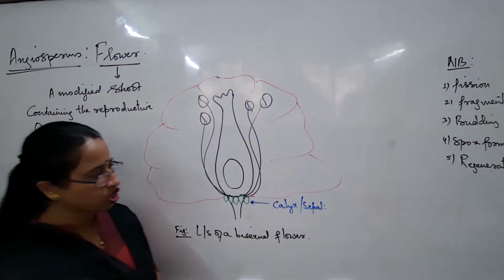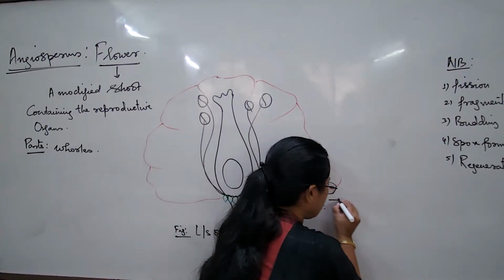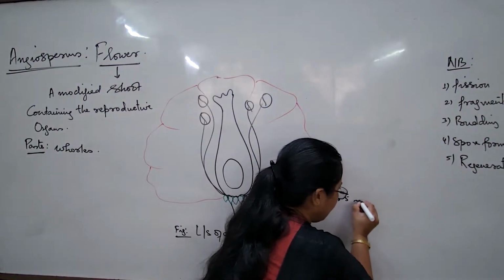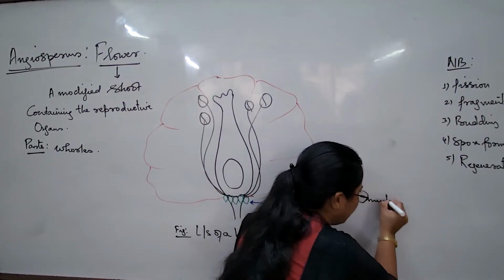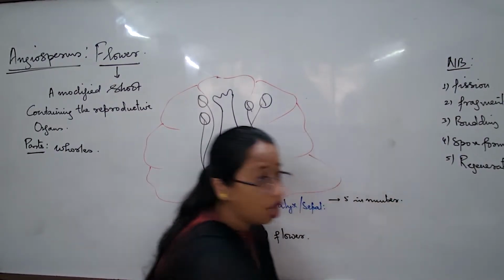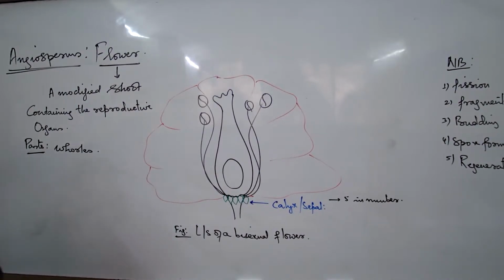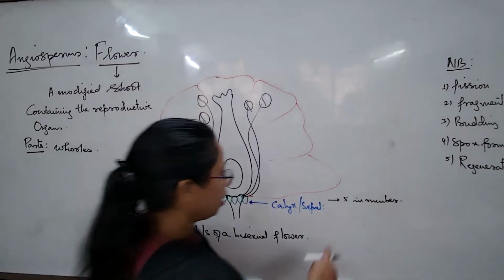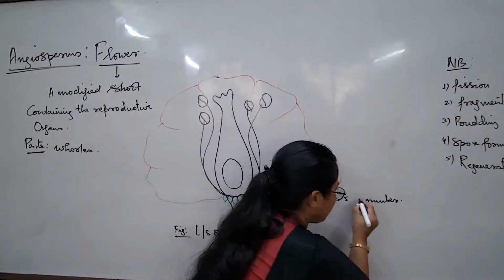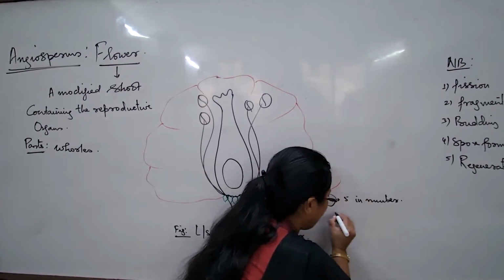What are some of the features of the calyx or the sepal? Generally 5 in number. How many? Numerous? No, generally 5 or at the most multiples of 5. Mostly 5. But in some flowers we get to see multiples of 5 also. Draw the diagram. Next, what about the calyx? They are generally leaf-like structures.